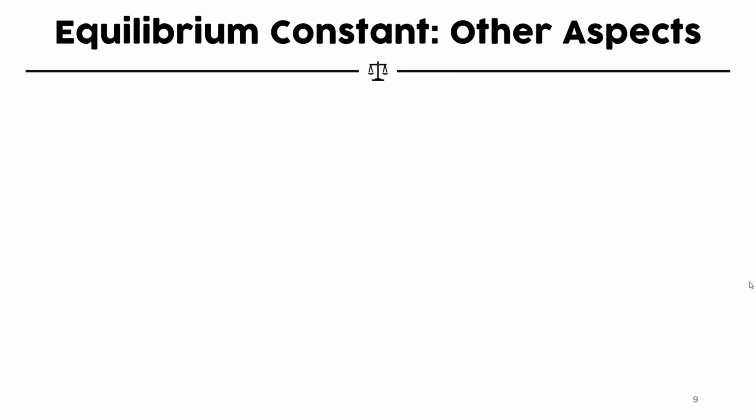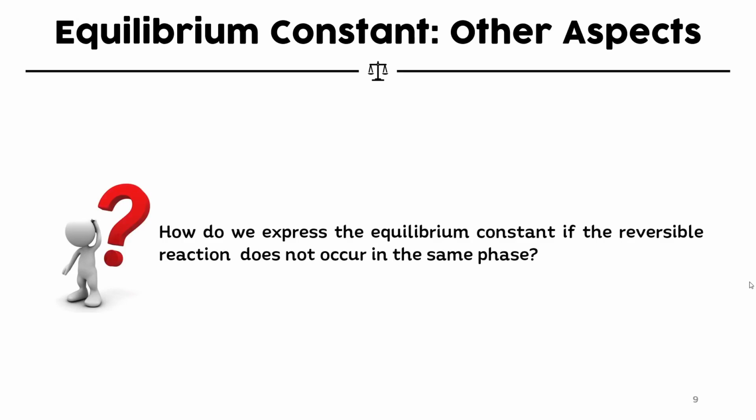Now, we have shown so far, in both part 1 and on the previous slide, equilibrium, or rather reversible reactions, wherein all of the components are in the same phase. However, what if our equilibrium or reversible reaction occurs in different phases? So what does that mean?